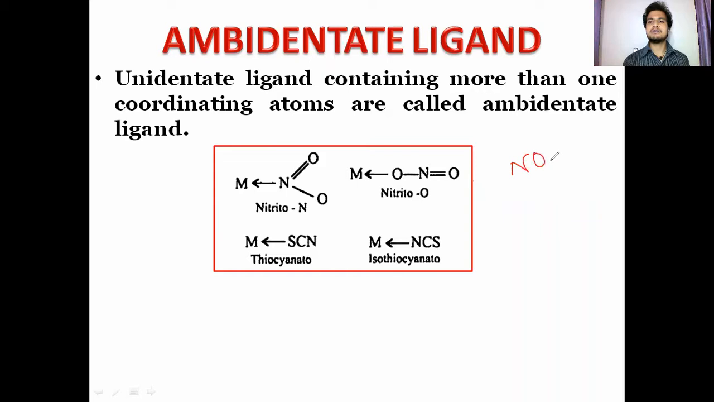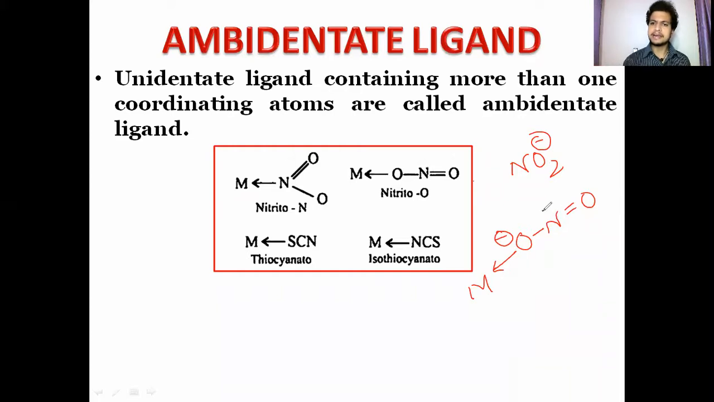This is NO2 minus. NO2 minus has this structure: O minus, and a double bond O. Now this O minus can donate its electron pair to the metal and can act as a ligand. We call it nitrite. In a coordination complex, we call it nitrito. Bonded with O, we call it O-nitrito.